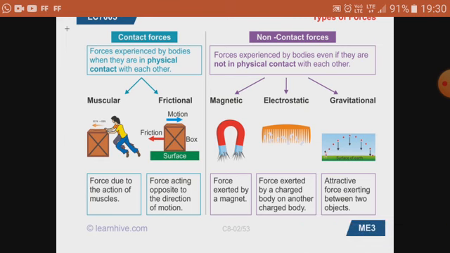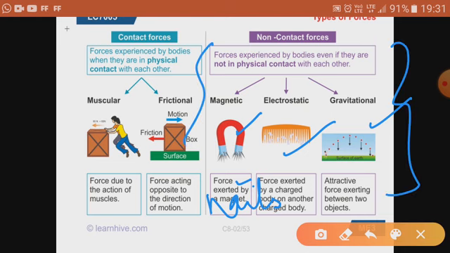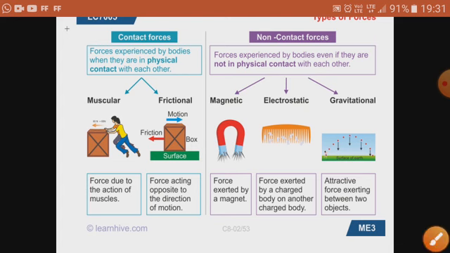In non-contact forces, the two bodies are not in contact. In the force of attraction between the magnet and the nails, initially the two bodies, the nails and the magnet, were not in physical contact. In case of electrostatic force also, the bits of paper were initially not in contact. In the same way in case of gravitational force. So these are all non-contact forces and we will study them in detail in the next module. But in this module, our main focus will be on contact forces.